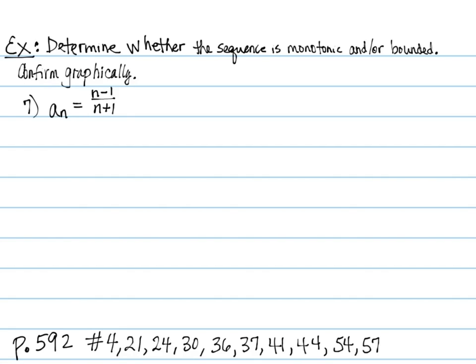And I think we spoke briefly at the end of class last time about what the graph's expectation was, and that it looked like a rational function. It has that sort of a graph to it. All right, so we're going to take a look at determining whether this sequence is monotonic and/or bounded.